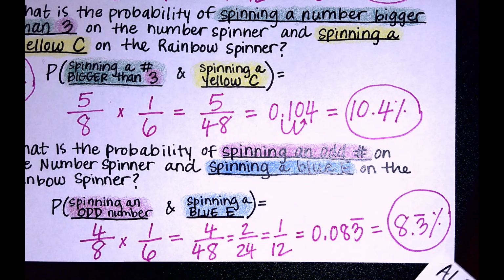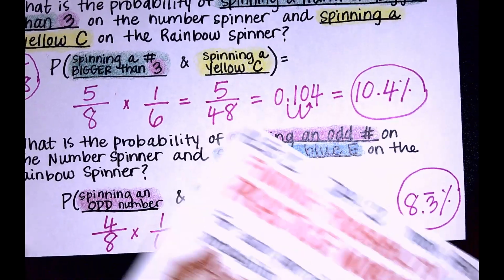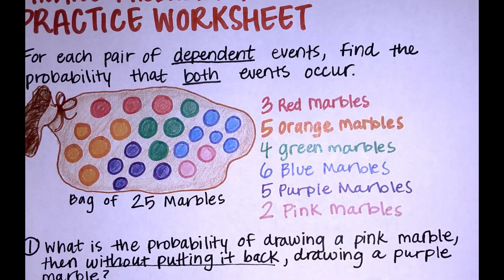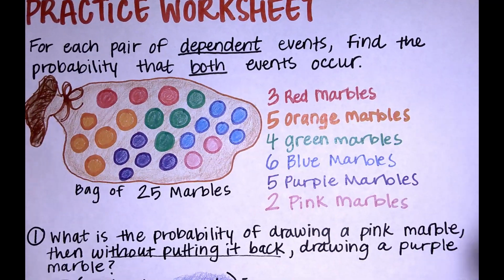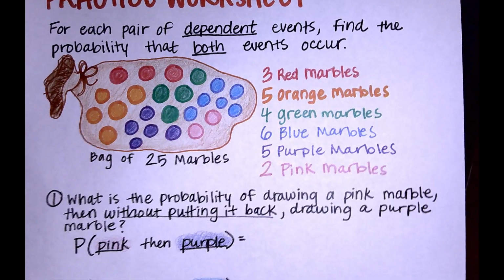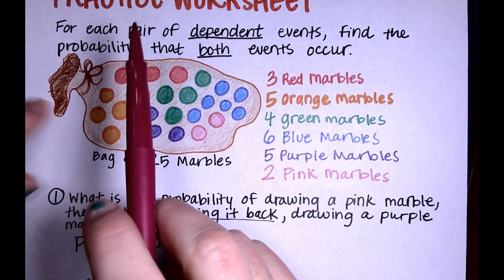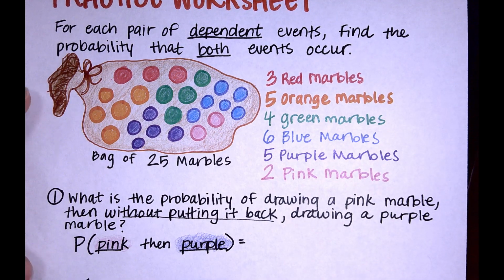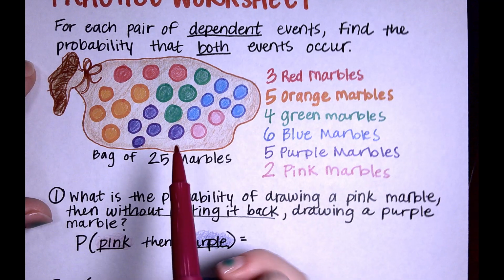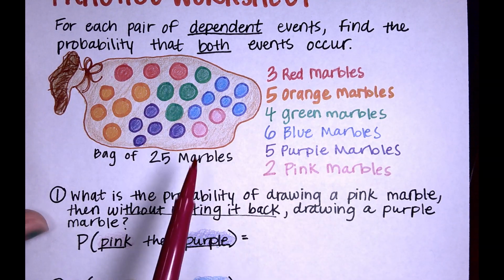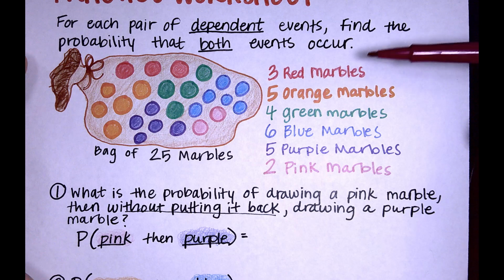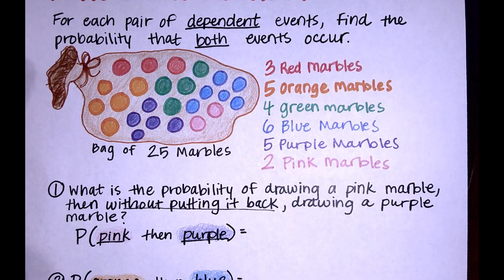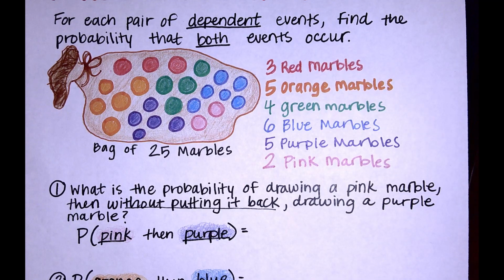Okay, so any final questions on this first worksheet? Okay, if not, we're going to go ahead and move on to the dependent probability worksheet. And this one's going to be a little bit different. Okay, so now we have just one big item. It's a bag full of marbles. Okay, and there are 25 marbles total. And then I've just listed out the number of each color marble we have just to help make it a little easier to solve these.